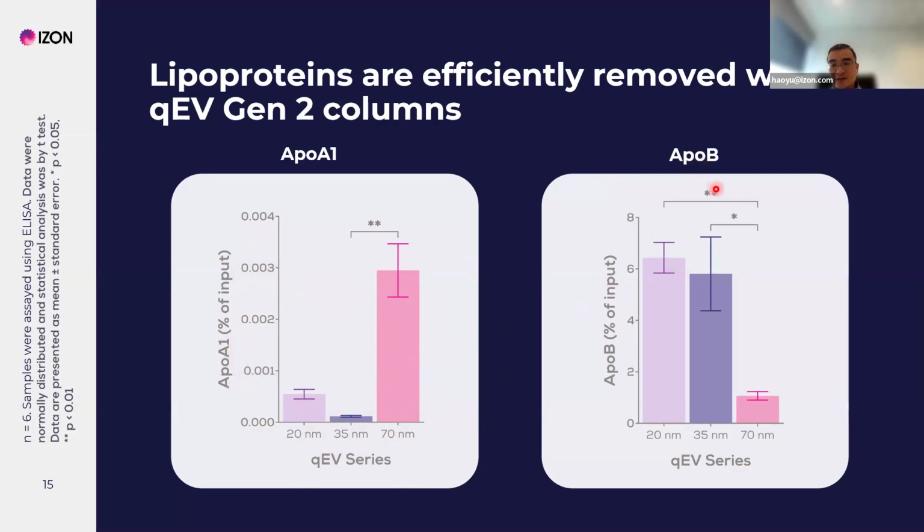For ApoB, you can see that for the 20 nanometer resin and the 35 nanometer resin, there's still around 6% of the ApoB. That's why people doing diagnosis studies use the 70 nanometer resin, which only has around 1% of the ApoB in the purified extracellular vesicle fractions. So basically, to conclude, QUV columns can get quite high purities, and they also remove most of the lipoproteins.